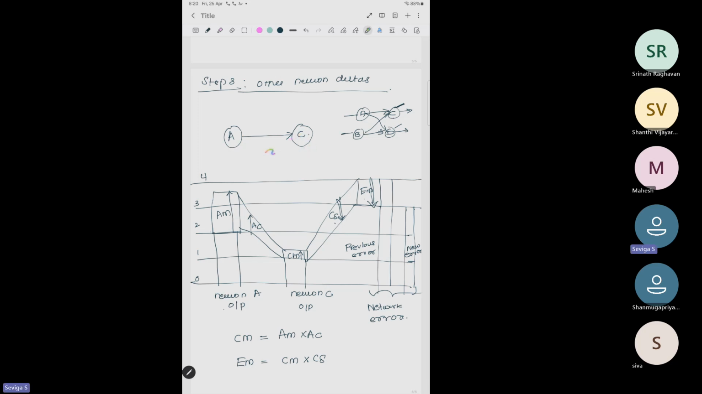Now something has changed. So the outcome of A is changed by something. So how much is it changed? CM. Because of the change here, something has changed here. So this change in the outcome of C is due to this change in this one. So AM into AC is equal to CM. Is it clear? Yes, ma'am.